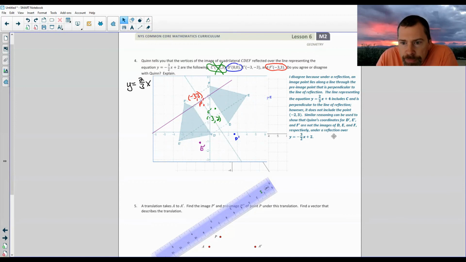It's off. Similar reasoning can be used to show that Quinn's coordinates for D prime, E prime, and F prime are not the images of D, E, and F respectively under a reflection over y equals -3/2 x plus 2.